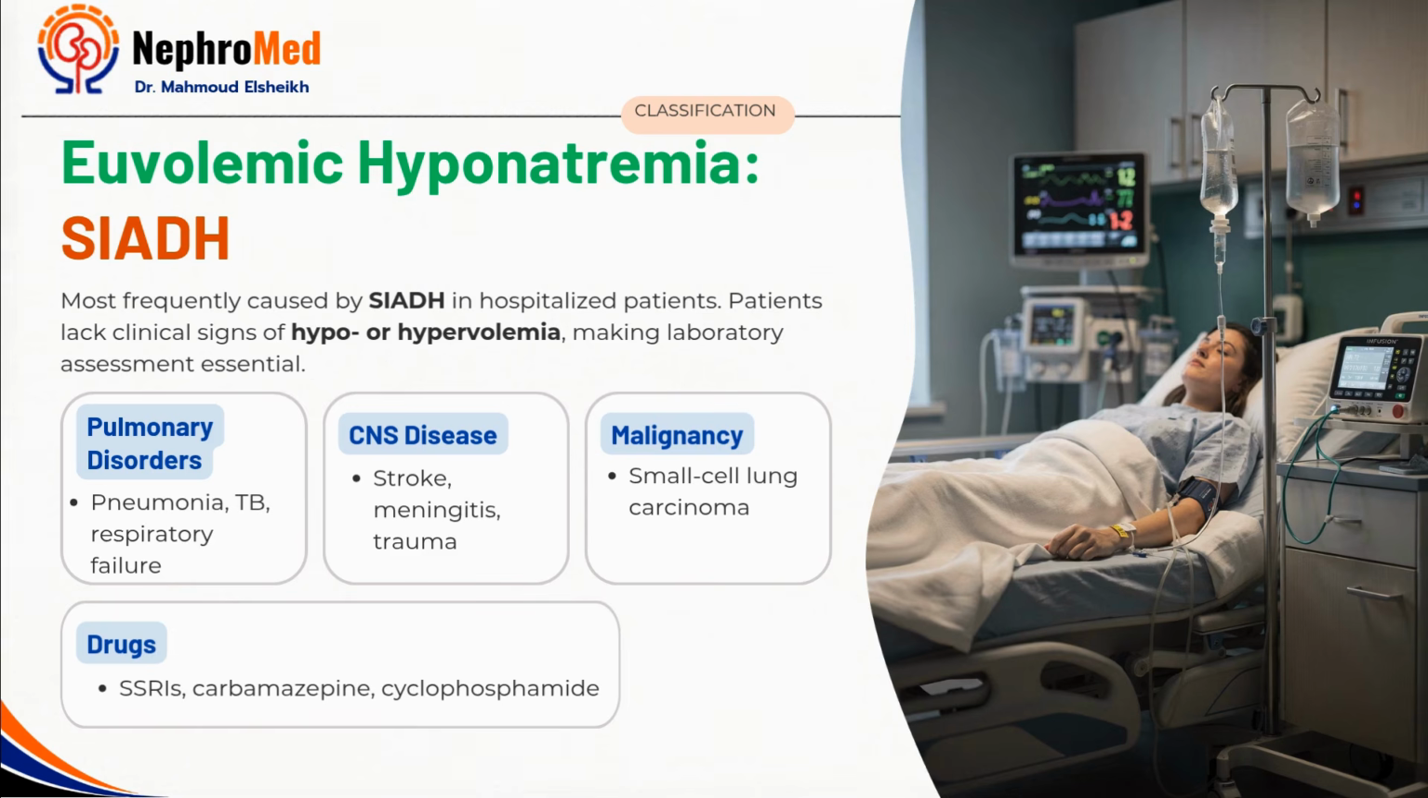Now, diagnostically, SIADH is typically characterized by hypotonic hyponatremia with inappropriately concentrated urine and elevated urinary sodium in the absence of significant edema or volume depletion. And therapeutically, management focuses on treating the underlying cause, restricting free water, and in selected patients, considering therapies like salt tablets, urea, and loop diuretics, or even vaptans.